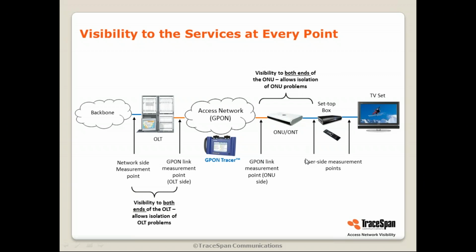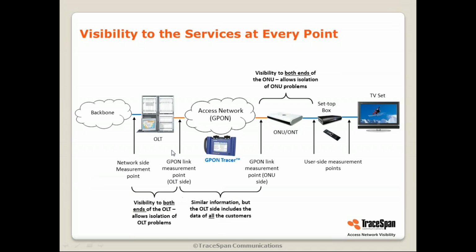Now, the visibility or the measurement points at the set-top box and at the network side are available. These are standard Ethernet interfaces. The main limitation is the PON itself, because this is usually a blind spot. What we are presenting is based on a test device that Tracepan can sell you. It's called GPON Tracer, and this gives you visibility to the PON itself.